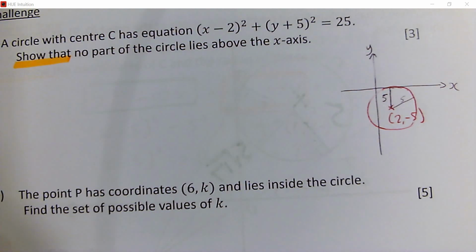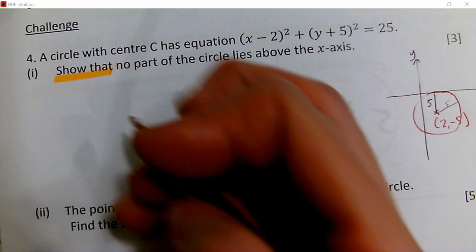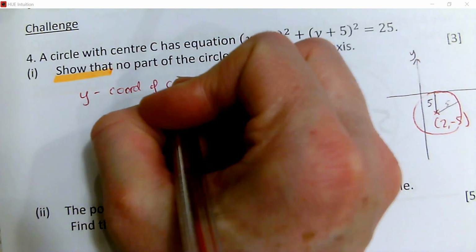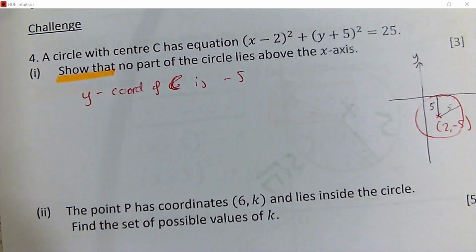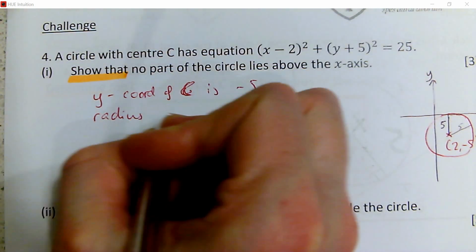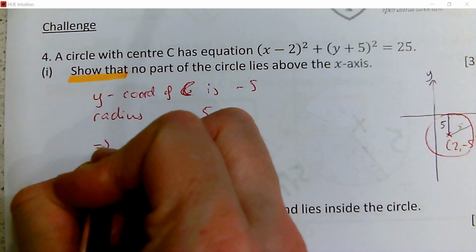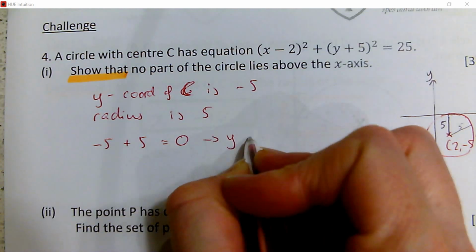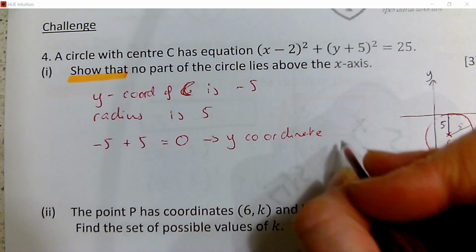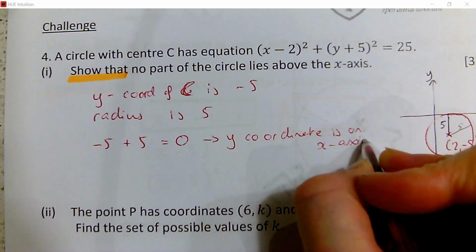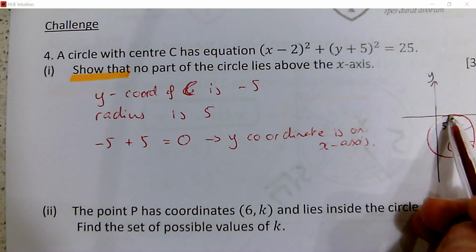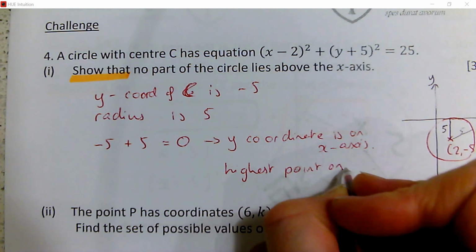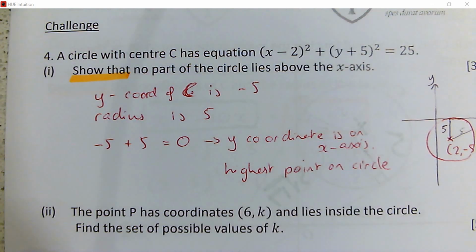Okay, so if I point out that the y coordinate of the centre C is -5, and the radius is 5. If I do -5 plus 5, that gives me 0, which means the y coordinate is on the x-axis. So that is a point, that's the highest point in the circle. Okay, so that's one way of doing it.